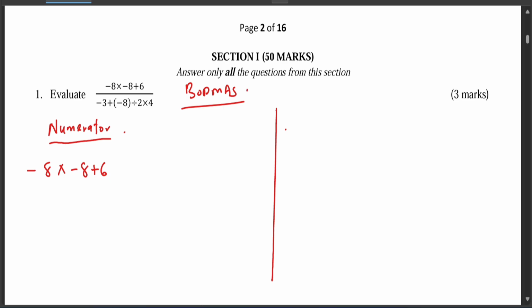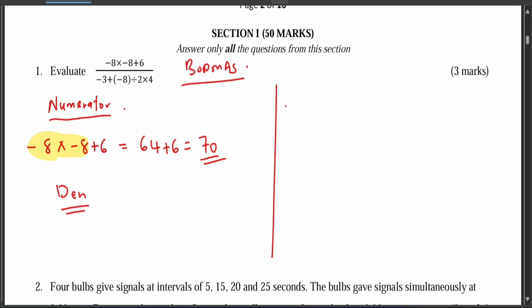So BODMAS. So hapa katika numerator kuna bracket, hakuna off, hakuna division, so there's only multiplication. So let's start with multiplication, which is this one. So -8 times -8 gives you positive 64. Then finally add 6, which gives you 70. So numerator yako ni hii. Let's go to the denominator.